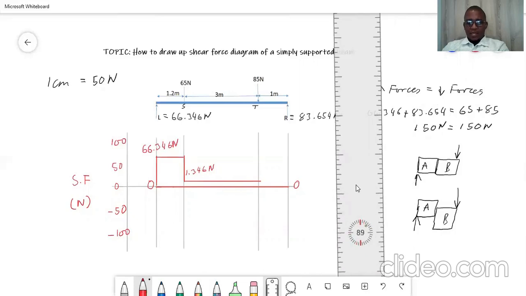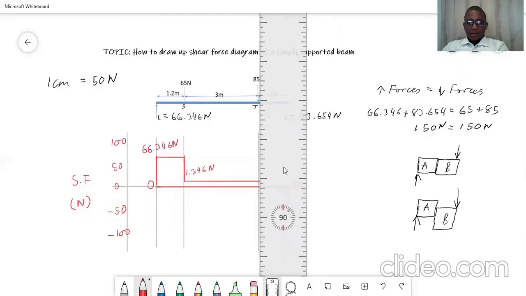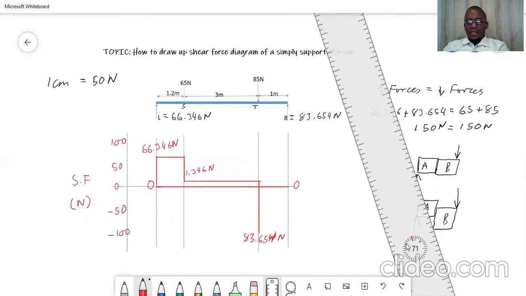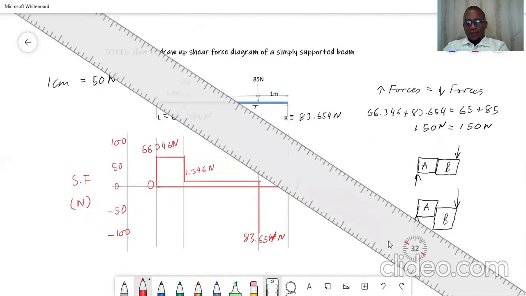Let us just do exactly that. Let us draw this line quickly without any waste of time. There is our line. So we can say that point is 83.654 newtons. You might just have it like that. And then between T and R, there isn't any force.